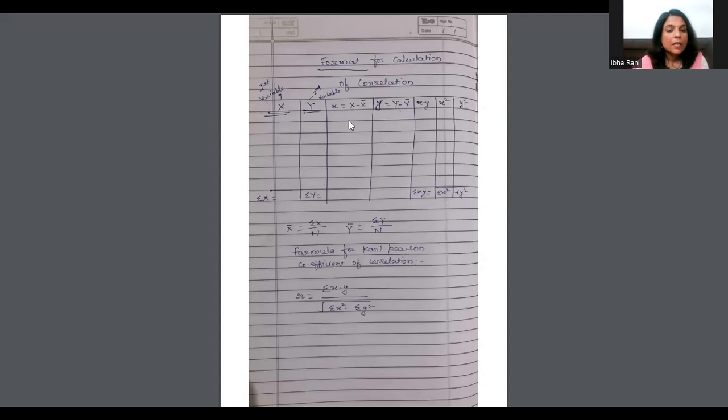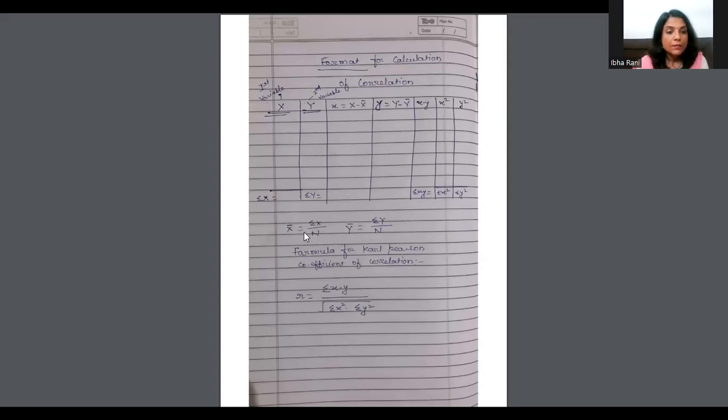Then we will multiply, in the first column, small x into small y. That will be the third column. Then the fourth column will be x square, and the last column will be y square. So we will be adding the values, and we will get summation of xy, summation of x square, and summation of y square.